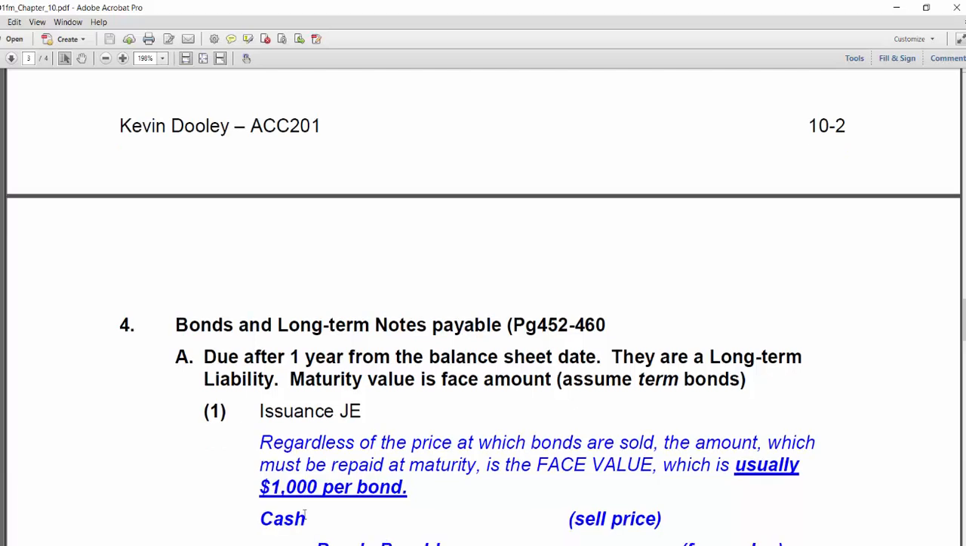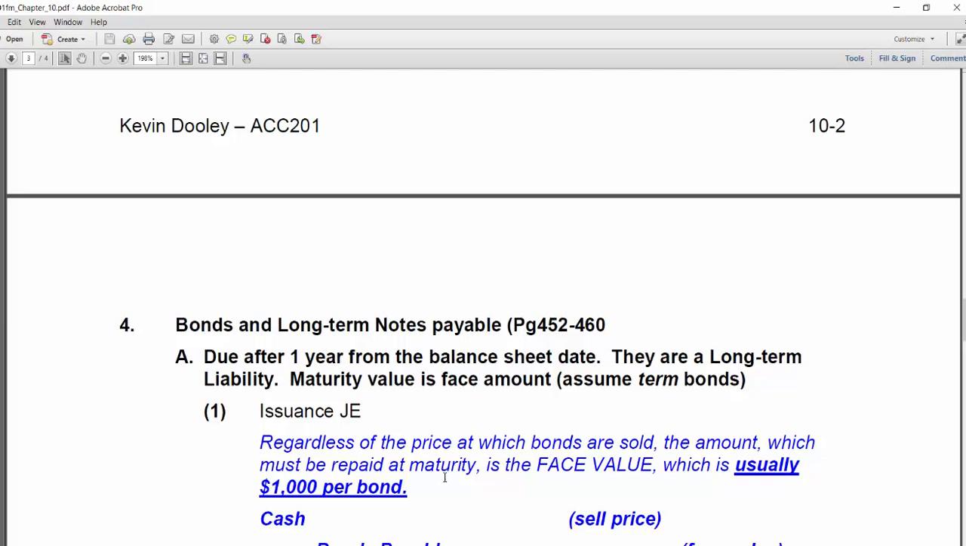Last kind of liability we want to look at is long-term liability. This is notes payable that are issued long-term, super long-term, typically known as bonds, and they are going to be due at least more than a year after the balance sheet date. And when you issue bonds, generally they're going to be more like 10, 15, 20 years.